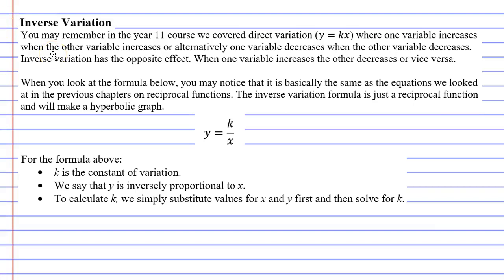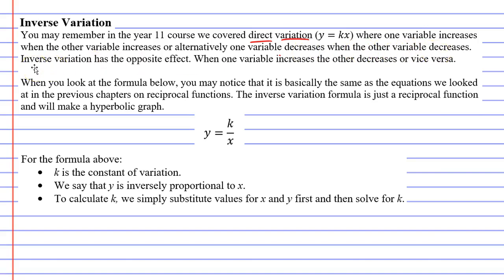In this video, we're going to explain what inverse variation is all about, and we're also going to complete an example. Now, you may remember back in the Year 11 course, we covered a topic called direct variation. The equation we used for this was y equals kx. We noticed with direct variation that when one variable increases, the other variable increases with it. For example, if x increases in value, y will increase in value as well. Alternatively, if one variable decreases, the other decreases with it.